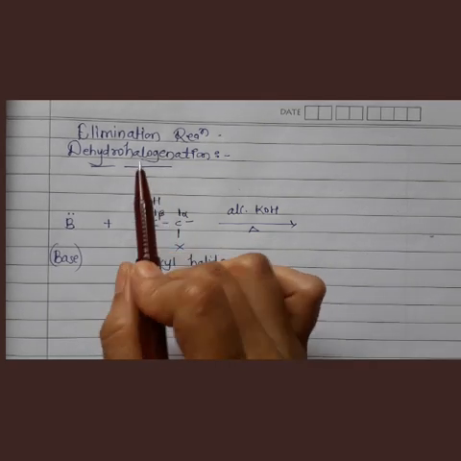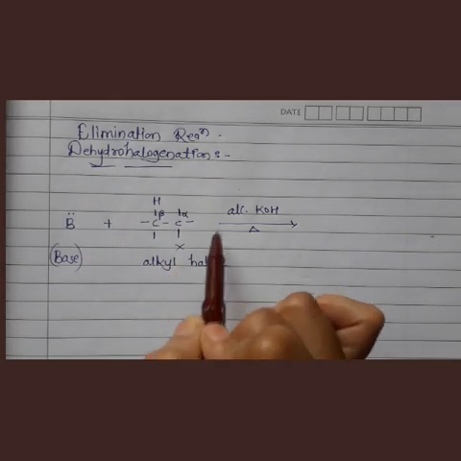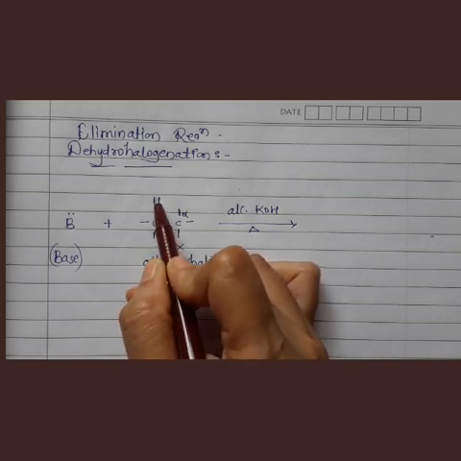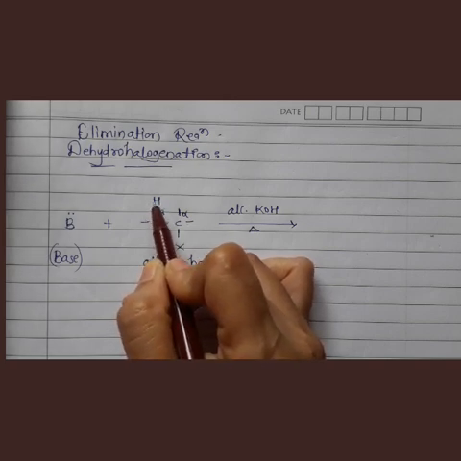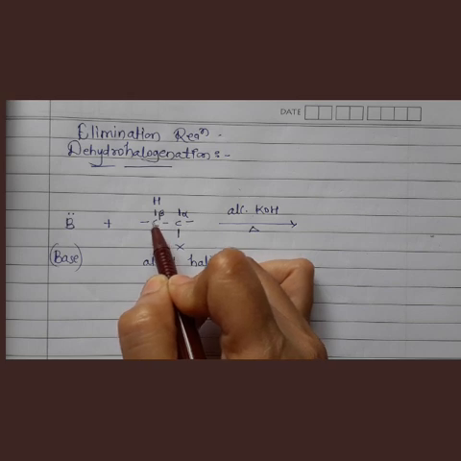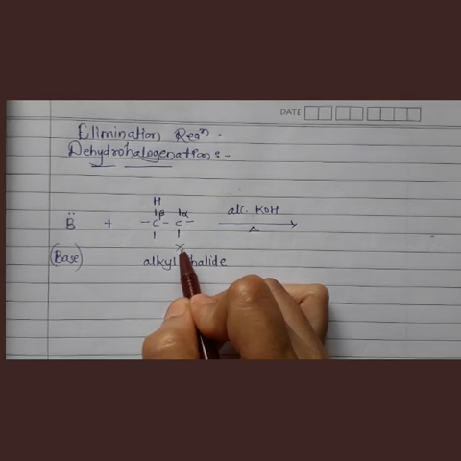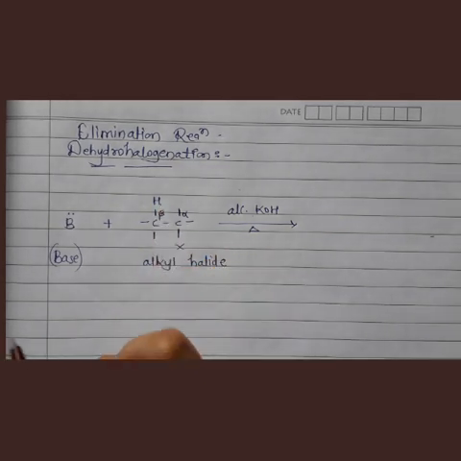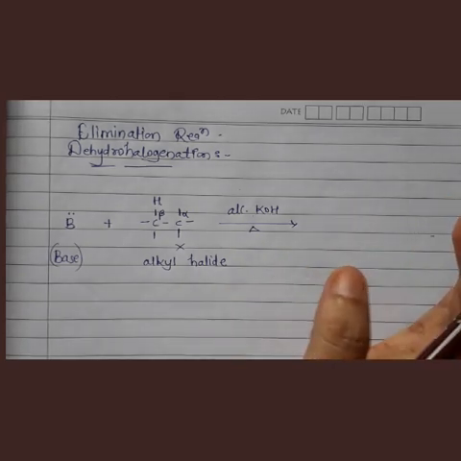On alpha carbon atom halogen is there and on beta carbon atom hydrogen is there. So this is the condition for dehydrohalogenation reaction, that the alkyl halide must contain beta hydrogen atom. Beta hydrogen atom is which hydrogen atom? The hydrogen which is present on beta carbon is called beta hydrogen. So this is beta carbon and this is beta hydrogen. So here elimination of halogen from alpha carbon atom and elimination of hydrogen from beta carbon atom will take place. Let us see how it takes place.